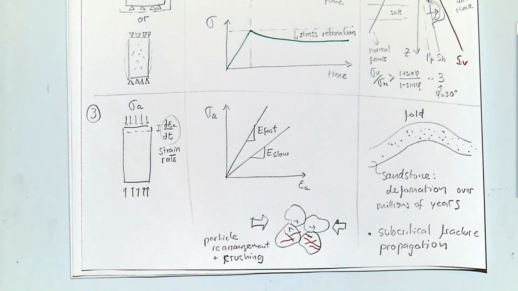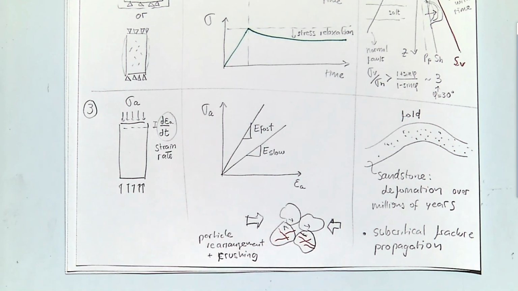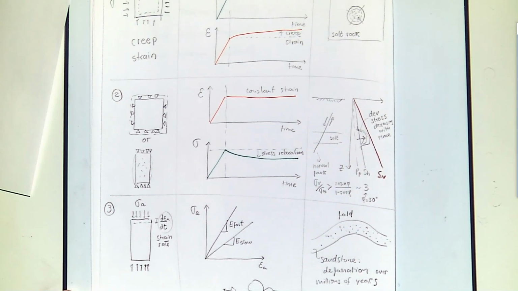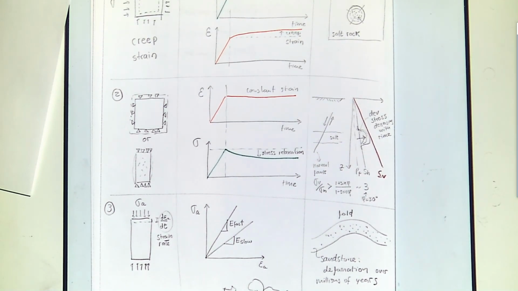In the case of salts, for example, it's similar to this, but instead of particle rearrangement, you have the crystals of the salt sliding with respect to each other. That's what makes the salt flow. All right, so this is what I want you to remember from viscoelasticity: the creep strain, stress relaxation, and the last one, the dependence of stiffness on strain rate, or strain-rate-dependent stiffness.